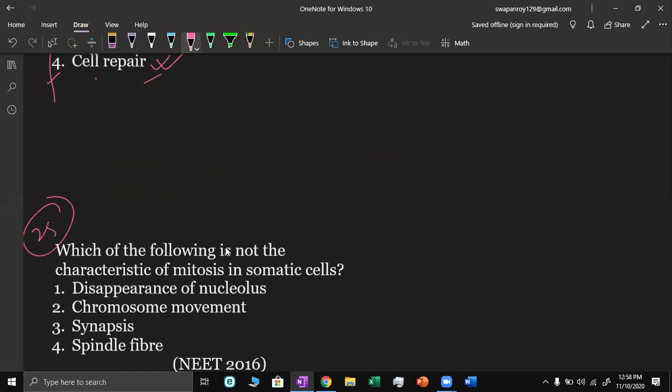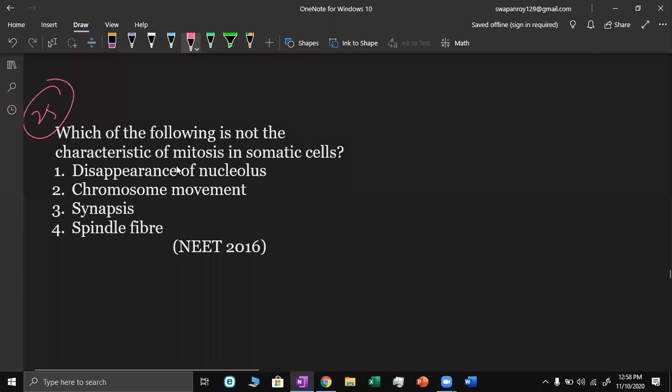25. Which of the following is not the characteristic of mitosis in somatic cell? Again, a similar question. Disappearance of nucleolus, chromosome movement, synapsis, spindle fiber. The spindle fiber formation takes place, the chromosome movement also takes place, and the nucleolus also disappears in mitosis or in the somatic cell. But in the somatic cell, that is the body cell, synapsis does not take place.